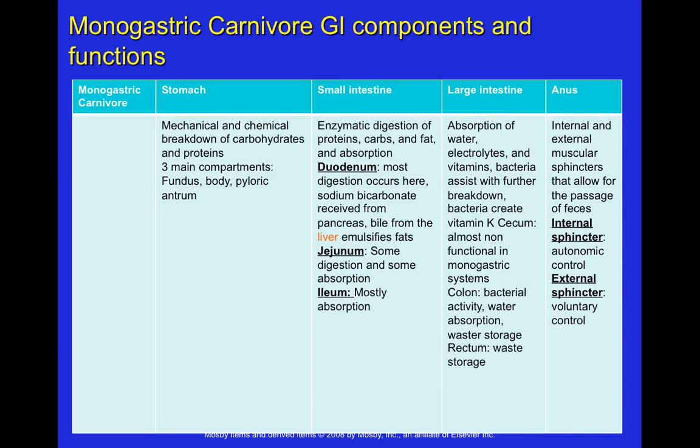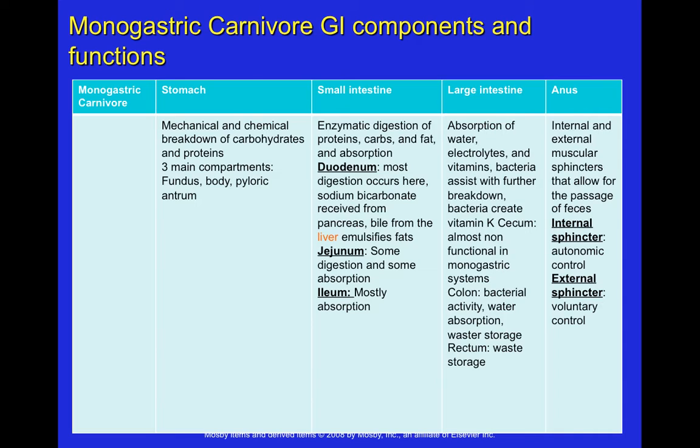In monogastric foregut fermenters, let me clarify that. And the colon is bacterial activity, water absorption, and waste storage. That should say waste, not waster. The rectum is waste storage as well. And the anus is the terminal portion of the GI tract. It has an internal and external sphincter, so it's a muscular ring that allows for the passage of feces.